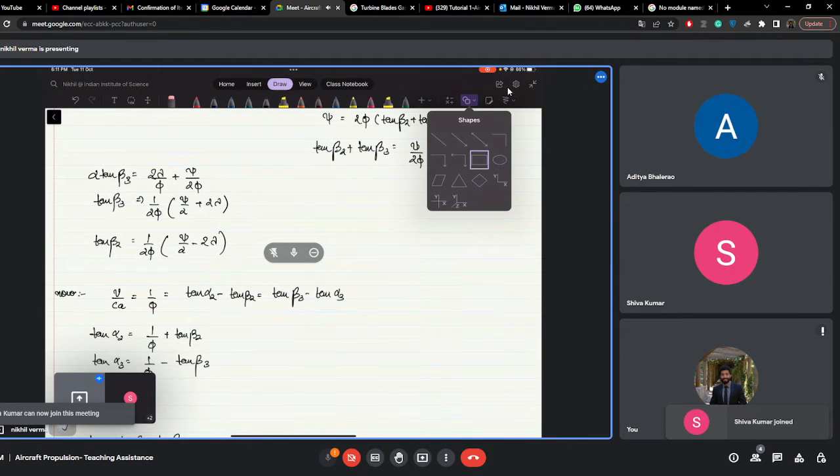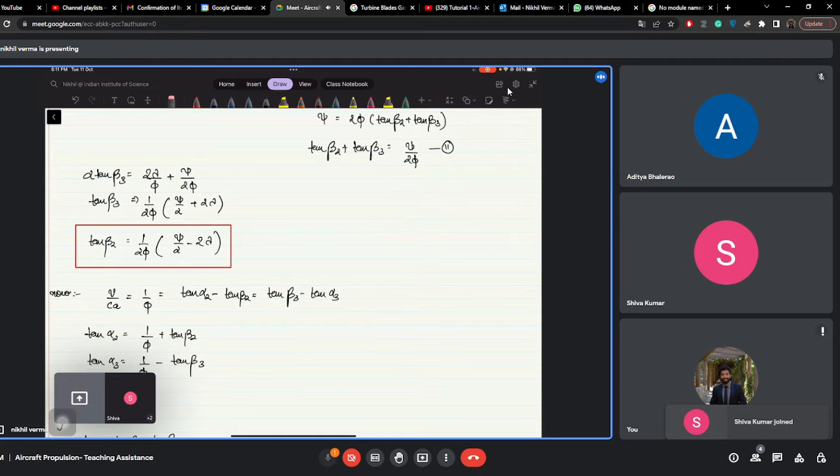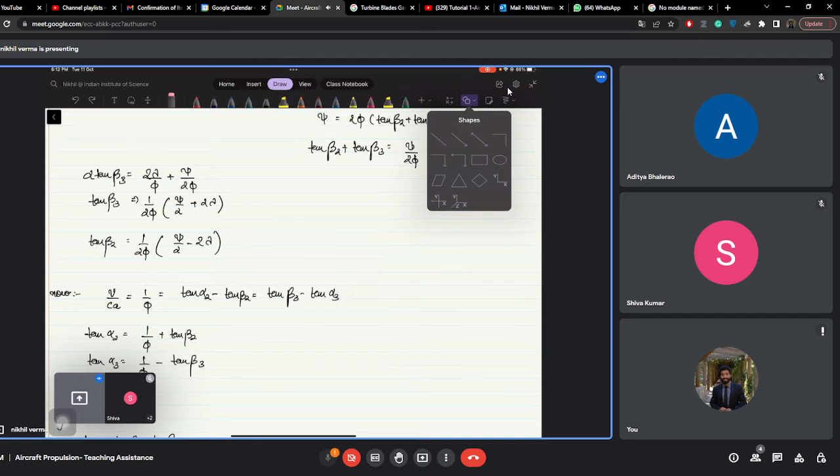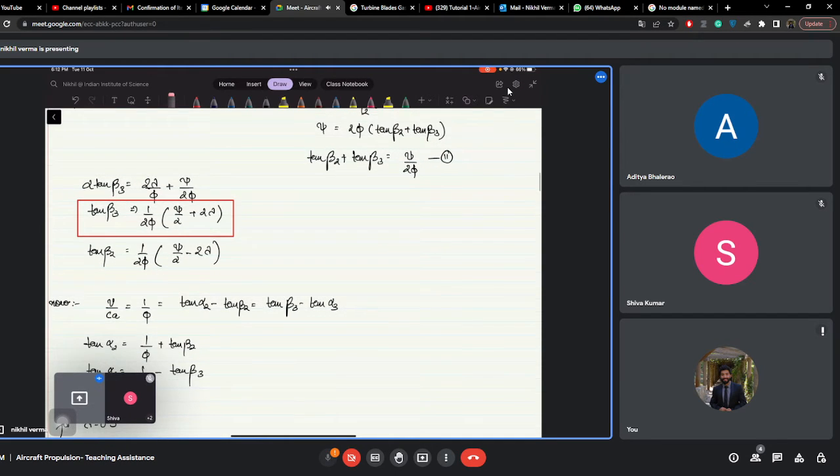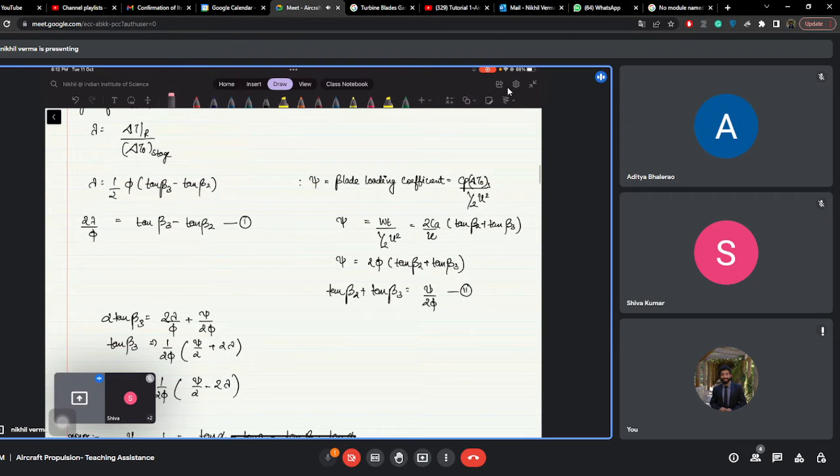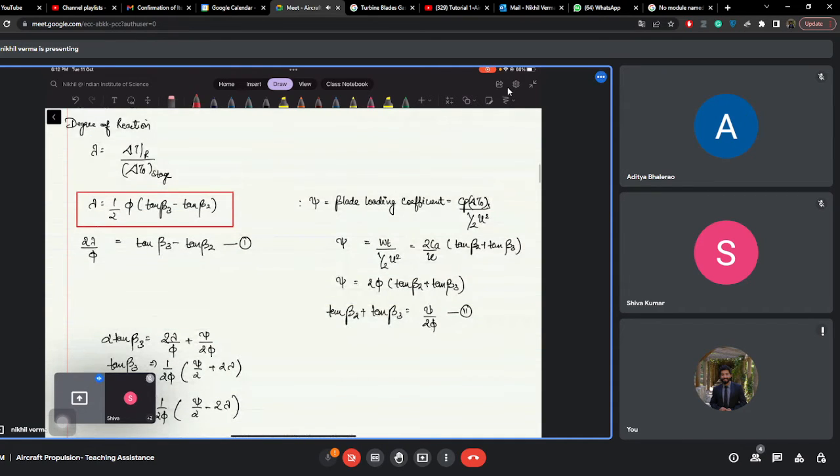So as shown in this figure, this is the relation between the degree of reaction and the blade speed. So it depends only on your flow coefficient and your geometry. Again, the flow coefficient and beta, the blade angle, also vary along with the radius. So lambda, the degree of reaction, can also be a function of radius.